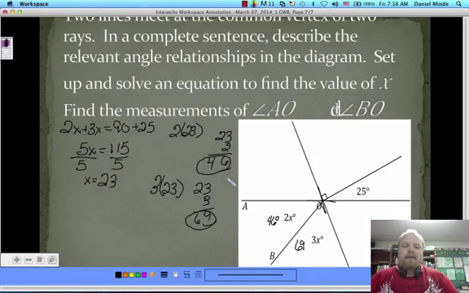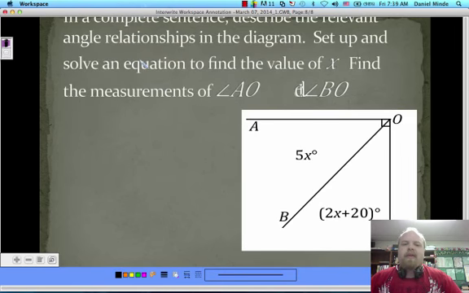All right, I have one more problem that we're going to go through. In a complete sentence, describe the relevant relationships in the diagram. Set up and solve an equation to find the value of x. Then find the measurements of the two angles. First off, I can see pretty clearly that these are complementary angles, which means that if I add this angle here and this angle here, they have to equal 90 degrees. So that's how I'm going to set my equation up. Make sure you have written that in a complete sentence.